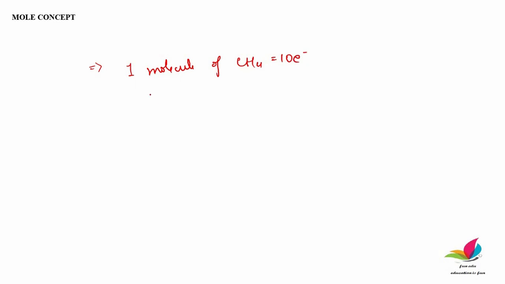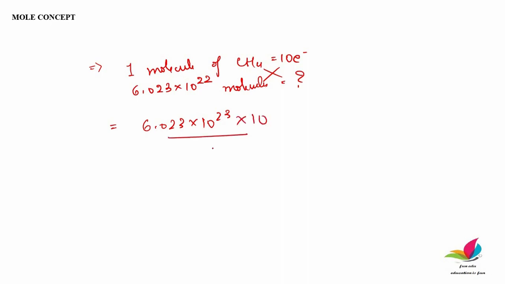Now in 0.1 mole of methane, how many molecules are present? Just now we have calculated, that is 6.023 into 10 to the power 22 molecules. So these many molecules of methane will be equal to how many electrons? Correct? Cross multiply. So how much you will get? 6.023 into 10 to the power 23 into 10 divided by 1. So that will be equal to 22. Okay, so 6.023 into 10 to the power 23 electrons.